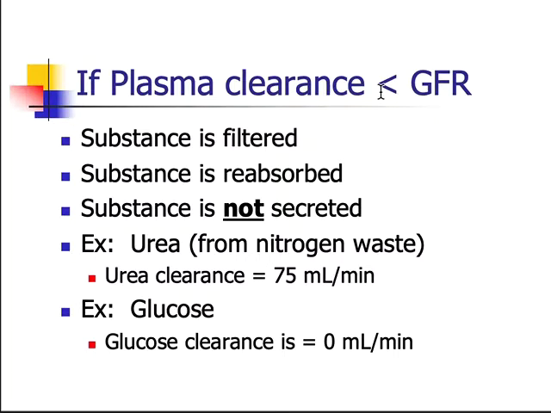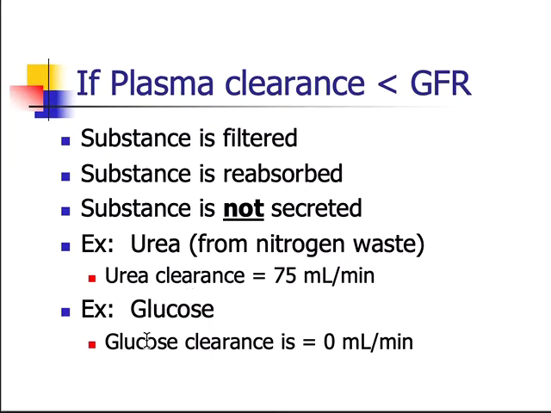If your plasma clearance is less than your GFR, which is probably most other things, okay? Example, urea. So the substance is filtered and is reabsorbed. The substance is not secreted, okay? So it's filtered in Bowman's capsule and part of it's reabsorbed. Remember we talked about urea. It's from the breakdown of proteins, amino acids. It's your nitrogen waste. We do reabsorb about half of it. So the urea clearance is 75 mils per minute.